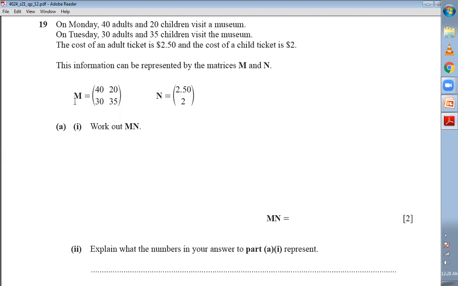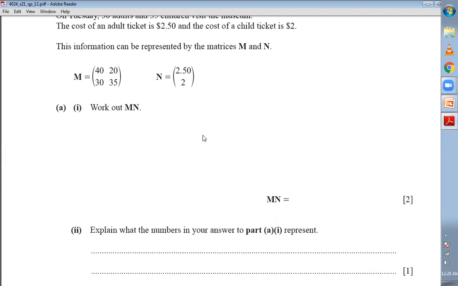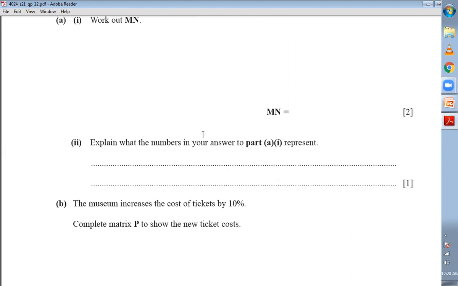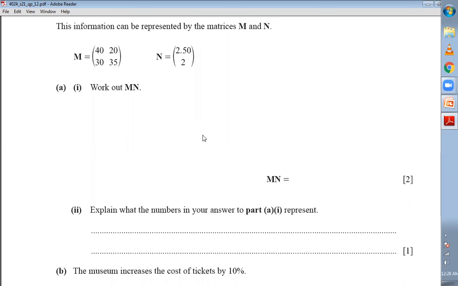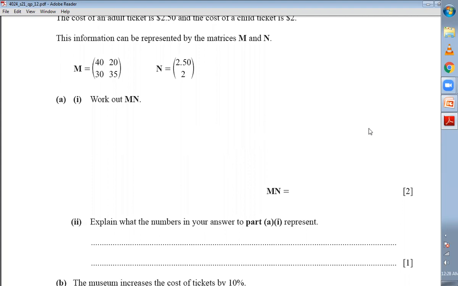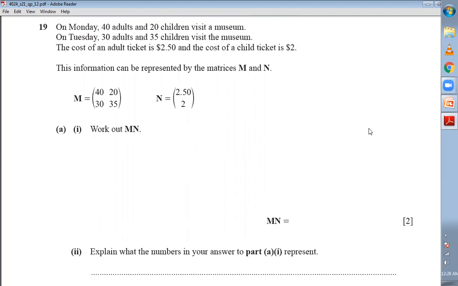So their first question is this: these are the number of adults and number of children. These are on Monday and these are on Tuesday. These are the prices of the tickets for the adults and for the children. It says work out M multiply N, and explain what the number in your answer to part A first represents. Okay, so these are the two matrices, you have to multiply them. Let me show you.